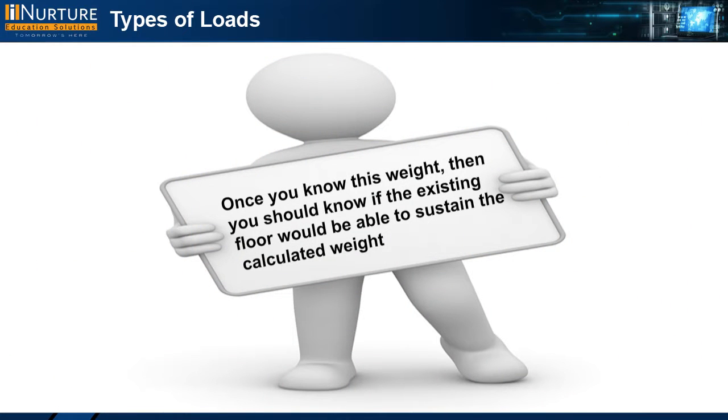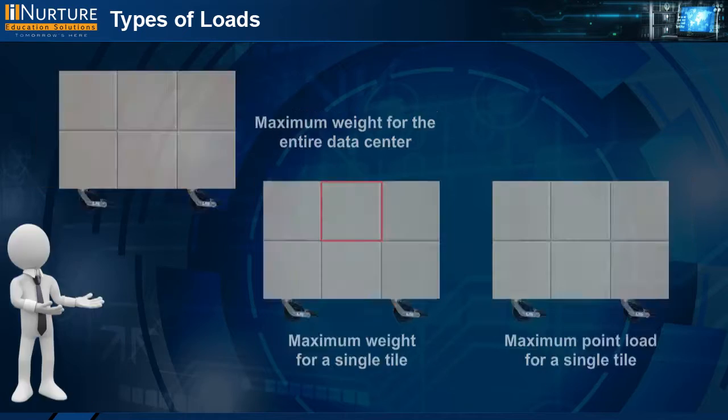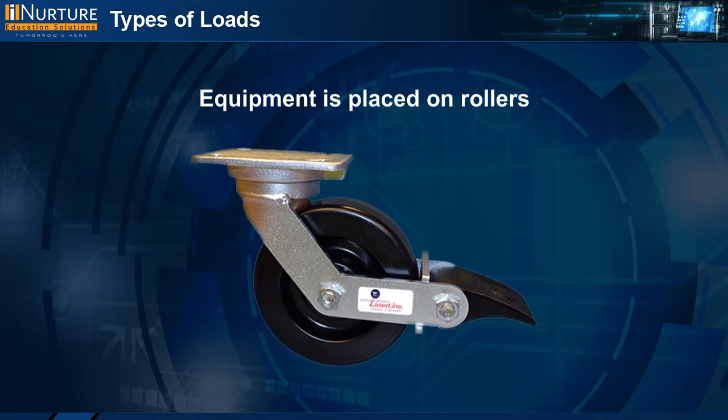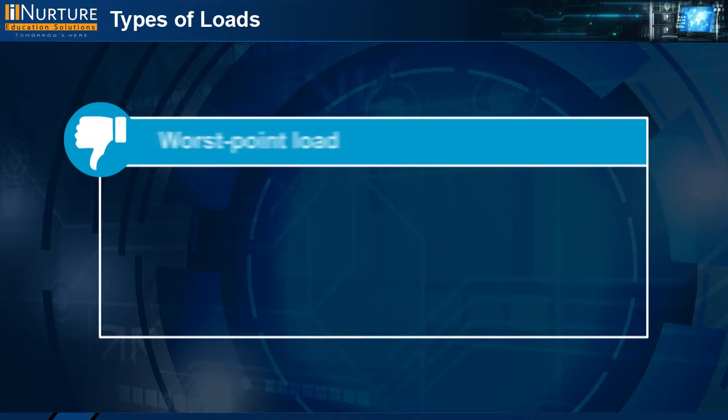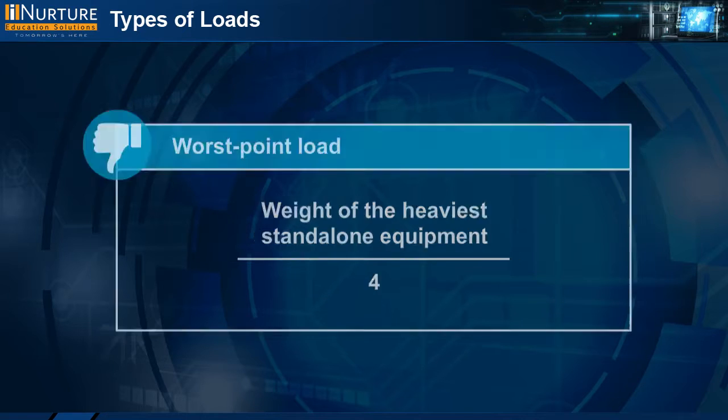Once you know this weight, then you should know if the existing floor would be able to sustain the calculated weight. The load impact point will help you understand the capacity of the floor. Let's begin with the maximum point load that a tile can support. Generally, equipment is placed on rollers or casters. The worst point load is the quarter of the weight of the heaviest standalone equipment or rack.